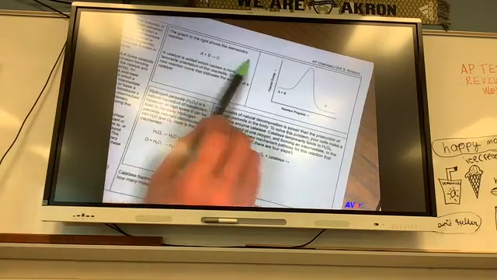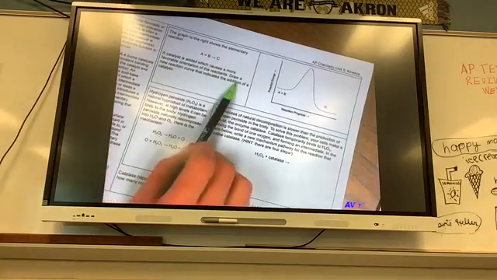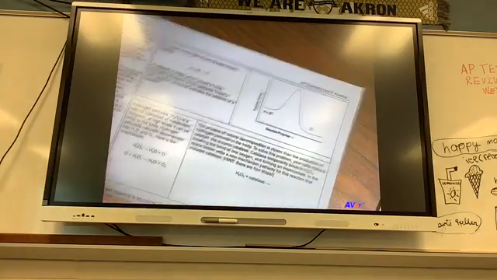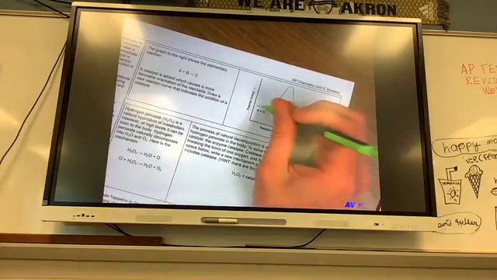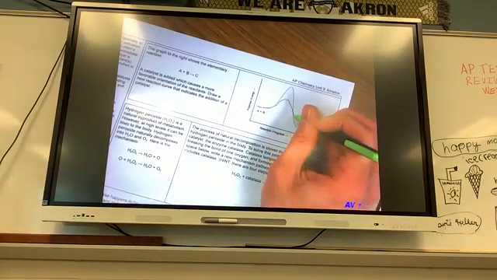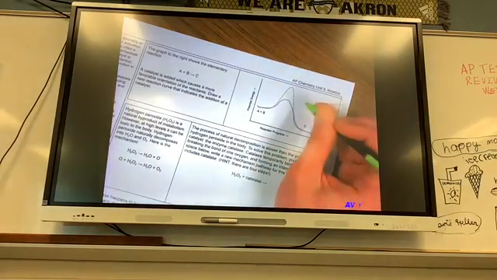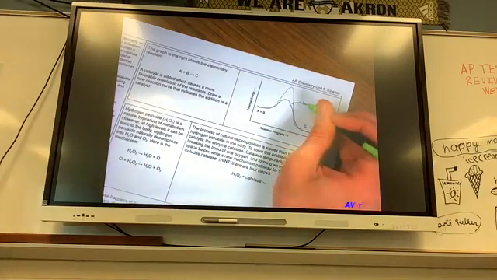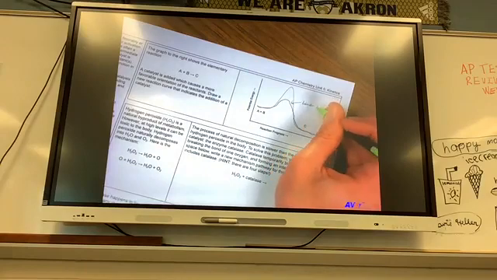Okay, the graph to the right shows the elementary reaction. A catalyst is added. Draw a new reaction curve that indicates the addition of a catalyst. Easy. It's just going to be a lower hump. Everything else should be the same. So there is my lower EA.